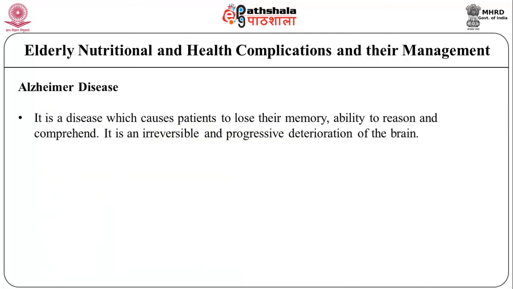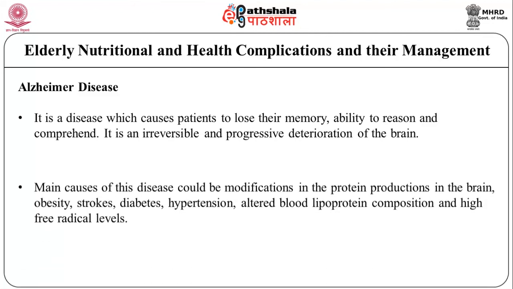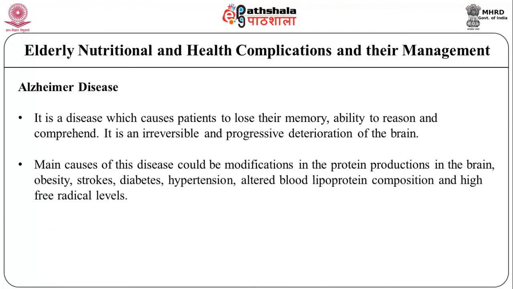Alzheimer's disease is a disease which causes patients to lose their memory and their ability to reason and comprehend. It is an irreversible and progressive deterioration of the brain. It is harmful to the mental and physical health of older adults. The main causes of this disease could be modifications in protein production in the brain, obesity, stroke, diabetes, hypertension, altered blood lipoprotein composition, and high free radical levels.